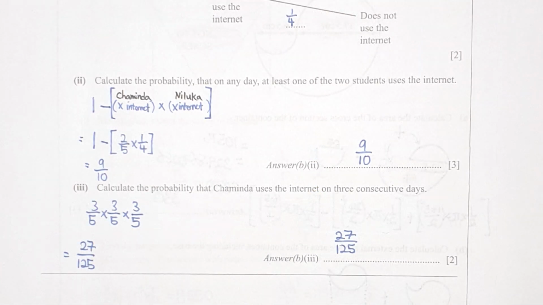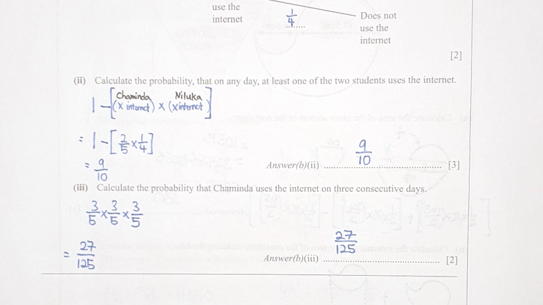Calculate the probability that on one day at least 2 students use the internet. What I did here was to take the total probability of 1 minus the chance of them both not using the internet. So I took 2 over 5 times 1 over 4 and took 1 minus the result. Your final answer is 9 over 10.